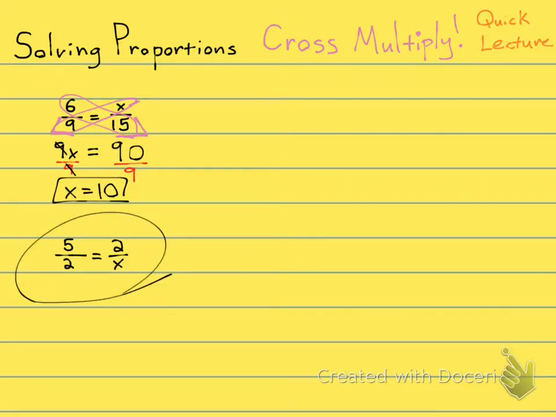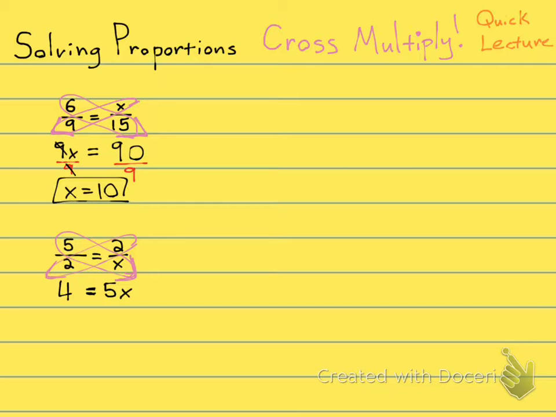This problem down here, same thing. It is a proportion, and I am going to cross multiply. So make sure to drop down your equal sign. You need that equal sign, okay? First thing, 2 times 2 on the left will give me a 4. 5 times x on the right will give me 5x.